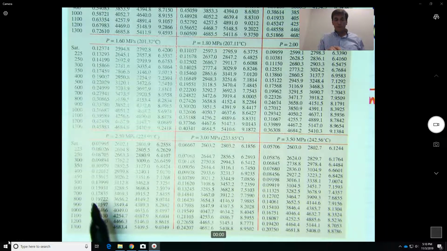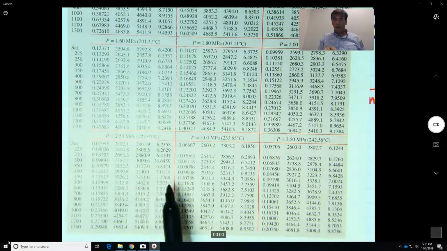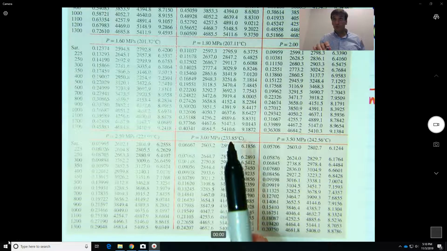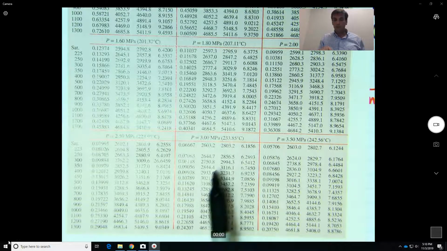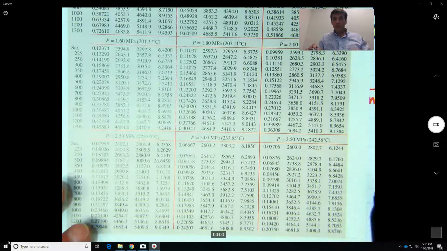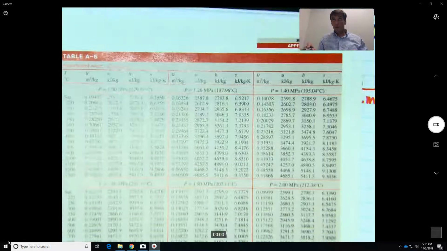Okay, so it's not very clear, but 400 is right here. So if we go across, we should find the value for H. And you see the saturation temperature is 233. In this case, it's 400, so it's well above. So it should be here. H should be 3,231.7. And S will be 6.9235. Okay? And that's table A6.